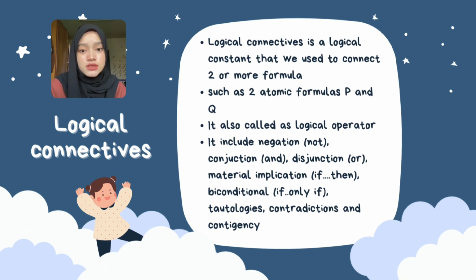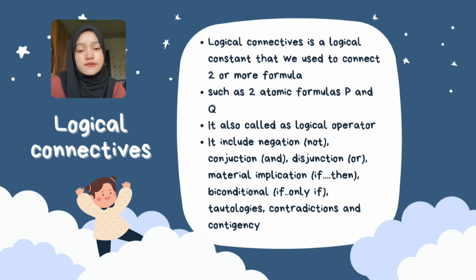So what is logical connective? Logical connectives are tools we use in logic to connect two or more statements. For example, we can combine two simple formulas like P and Q using a connective. They are also called logical operators, and there are a few types: negation, which means not; conjunction, which means and; disjunction, which means or; implication, which is if then; and biconditional, which means if and only if. And then we have tautologies, contingency, and contradiction.